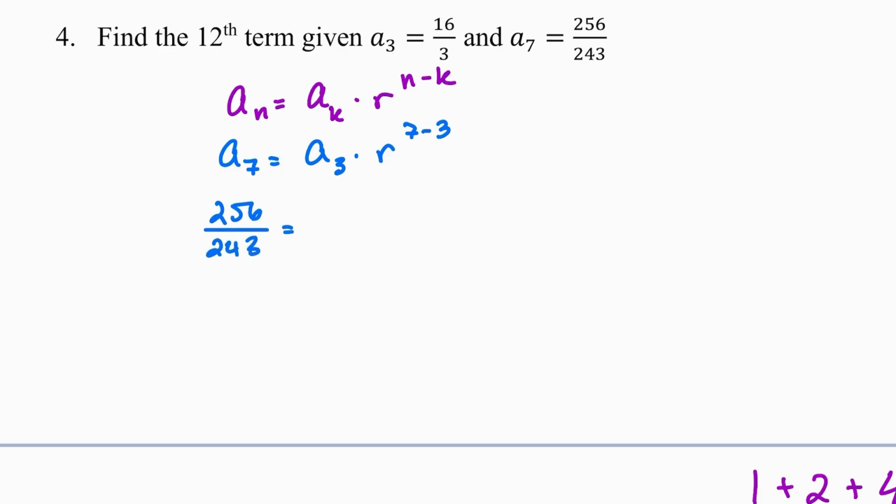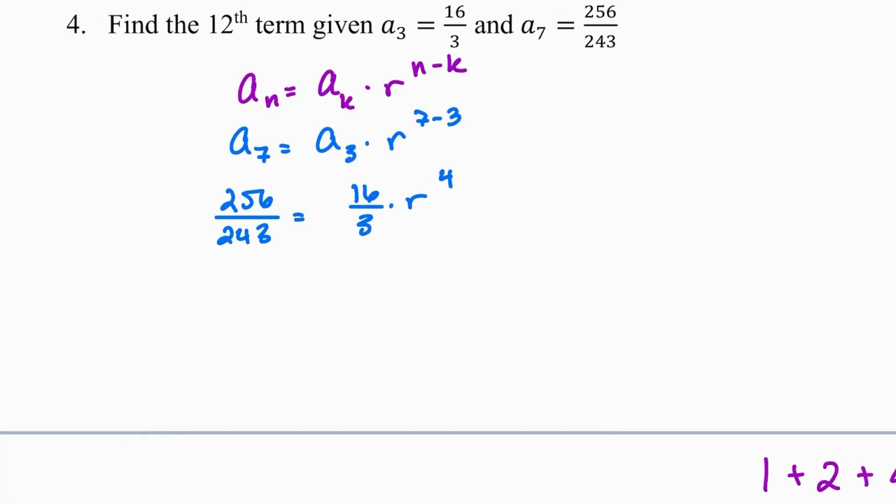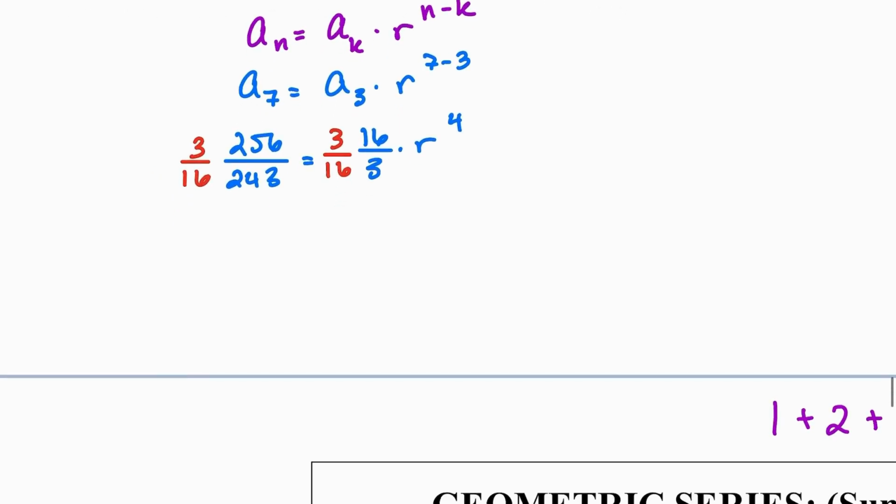They told us the third term is 16 thirds. And of course, we can do 7 minus 4, or 3 is 4. So in order for us to solve for r, we need to get rid of the 16 thirds. So I'm going to multiply both sides by 3 sixteenths. Might have said 6 there, but I apologize. And then we need to simplify that.